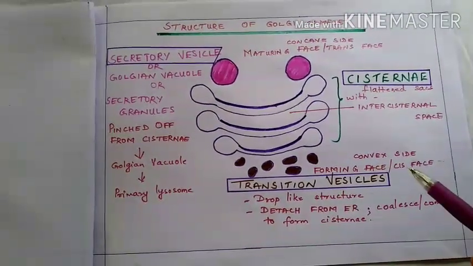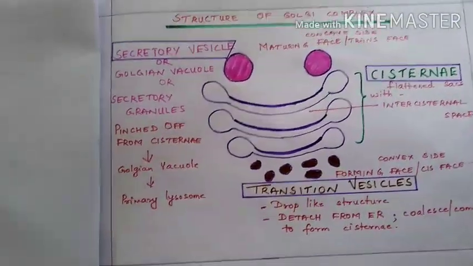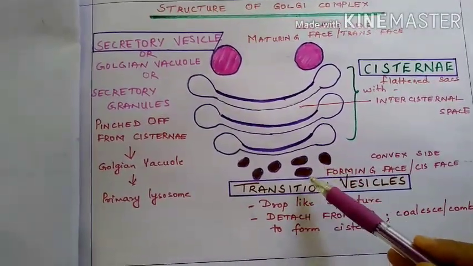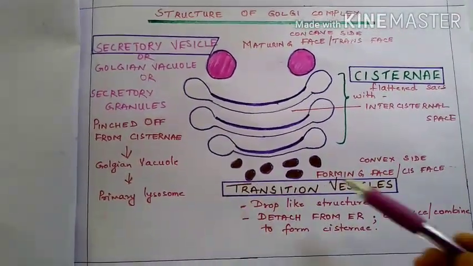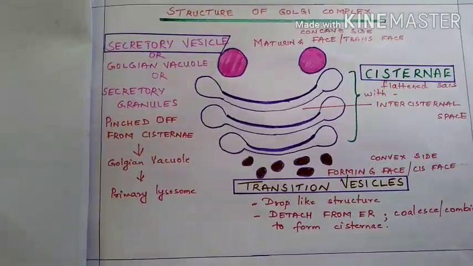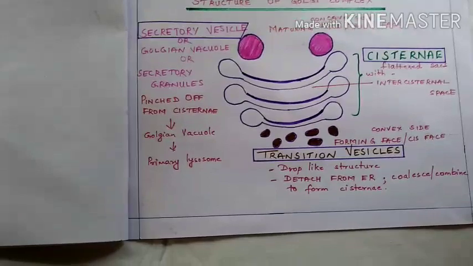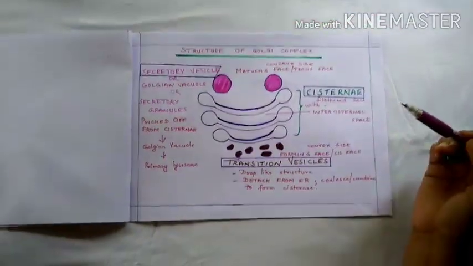In the forming phase, transition vesicles are seen. They are drop-like structures as shown in this picture here. They detach from the endoplasmic reticulum, later combine together to form flattened structures called cisternae.